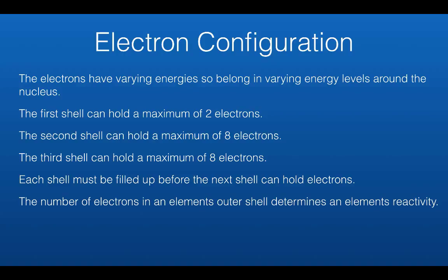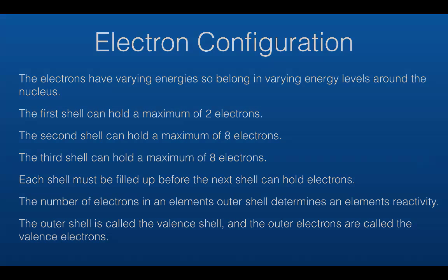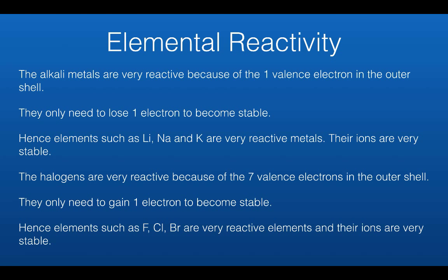The number of electrons in an element's outer shell determines an element's reactivity. The outer shell is called the valence shell, and the outer electrons are called the valence electrons. Chemical reactivity. Well, the alkali metals are very reactive because of the one valence electron in the outer shell. They only need to lose one electron to become stable. Hence, elements such as lithium, sodium, and potassium are very reactive metals, but their ions are very stable.